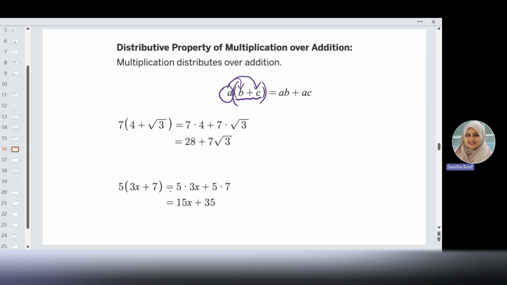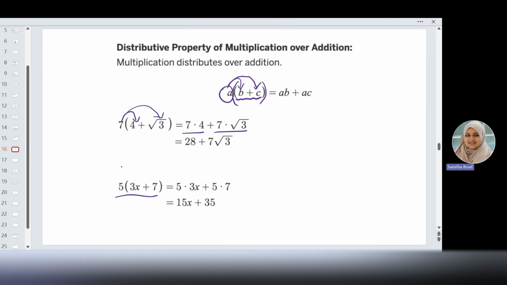So let's look at this example right here. The 7 is being distributed to be multiplied to the 4, and then it's also being multiplied to the square root of 3. So 7 times 4 is 28. Now, you can't multiply 7 to square root of 3 if you want to keep an exact value, so we just keep it 7 square root of 3.